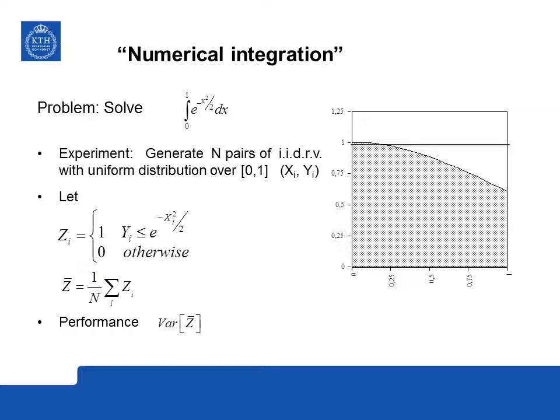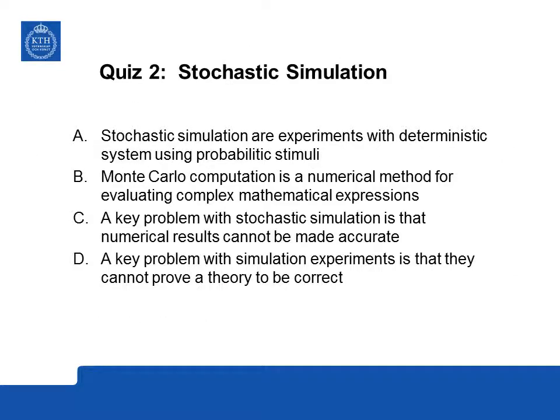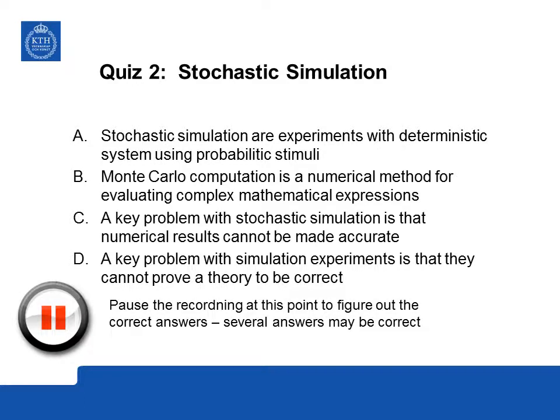The performance here is the variance of z bar, and as we will see later, the variance can be made arbitrarily small by increasing the number of simulations. And this brings us to quiz 2 on stochastic simulation. Again, pause and figure out the answers, and I'll be right back.